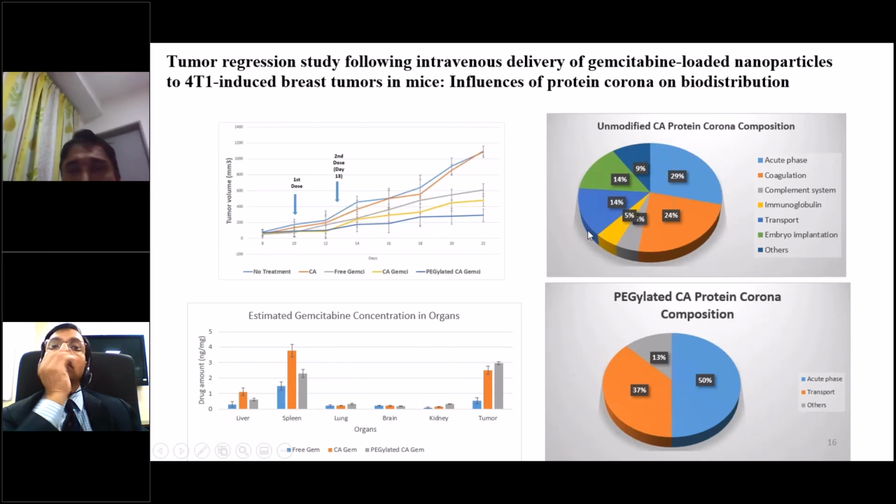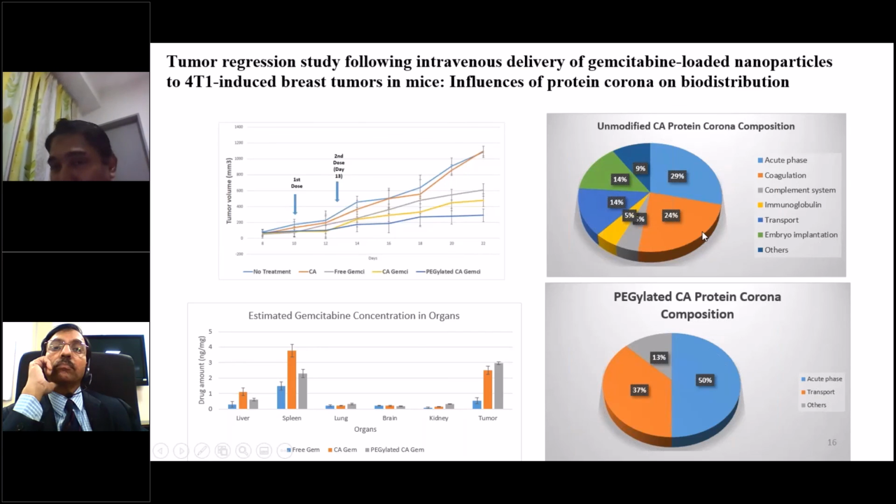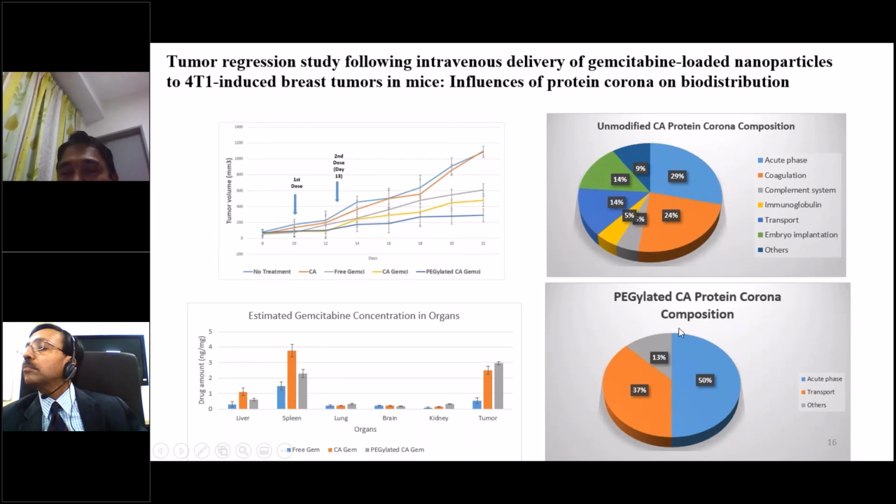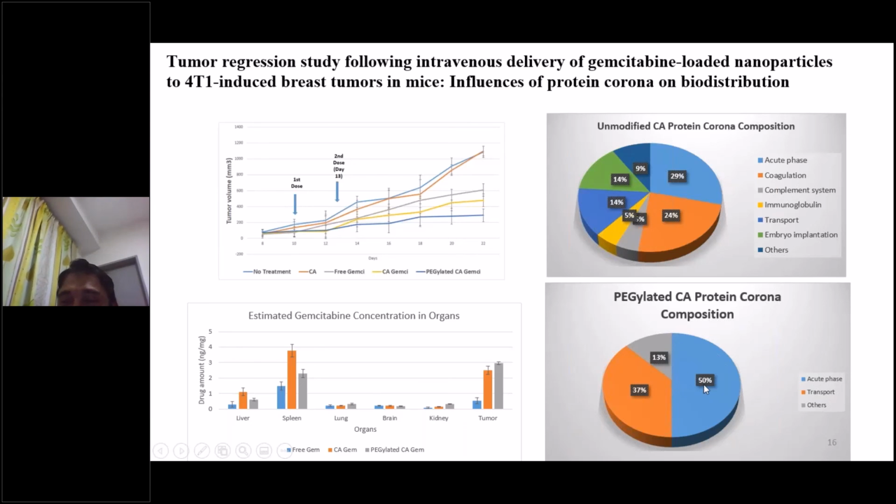And also we checked the protein corona by LCMS. So this is unmodified carbonate apatite particles and modified. You can see the pegylated particles bind less amount of proteins. It's mainly transport proteins. So that means by modifying with PEG, you can make it more selective and prevent off-target distribution. And that's why when you check the biodistribution, there is more tumor accumulation with our pegylated nanoparticles. There is less off-target effect with our pegylated particles, like liver, spleen.